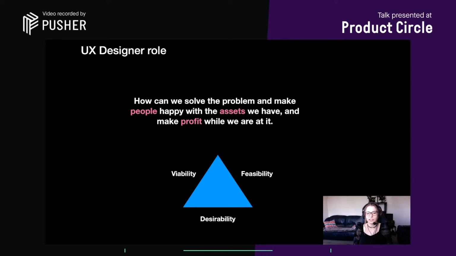So viability, that's from the business perspective, is that solution viable? Means, is it going to make us money? Feasibility is from the development perspective. Is it possible with the tools that we have? And desirability, do people want it? Because at the end of the day, if nobody wants it, we have a problem there.